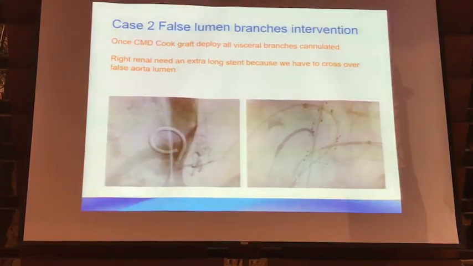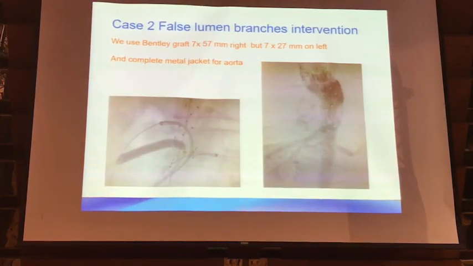So I put the standard device in, and much to my surprise, the right renal was very easy to cannulate. We managed to cannulate through the true and the false lumen of the aorta into the renal artery, and we managed to deploy the stent. We used a very long stent as the diameter of the false lumen of the aorta was quite big, and it was successfully deployed with no problem. You can see the renal artery is well perfused on the right side. The patient ended up having a metal jacket and was discharged yesterday from my hospital.